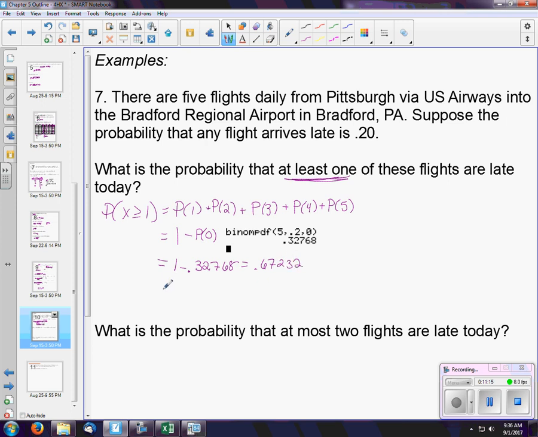So if you wanted to round that, we can say that that's approximately 0.672. So what's the probability that at least one flight is late today? About 67%. The nice thing about Binom PDF is you don't have to worry about all of those parentheses and typing in your formula correctly, as long as you remember it's always in the order NPX, just like that. So sample size, probability, and then the number of trials.